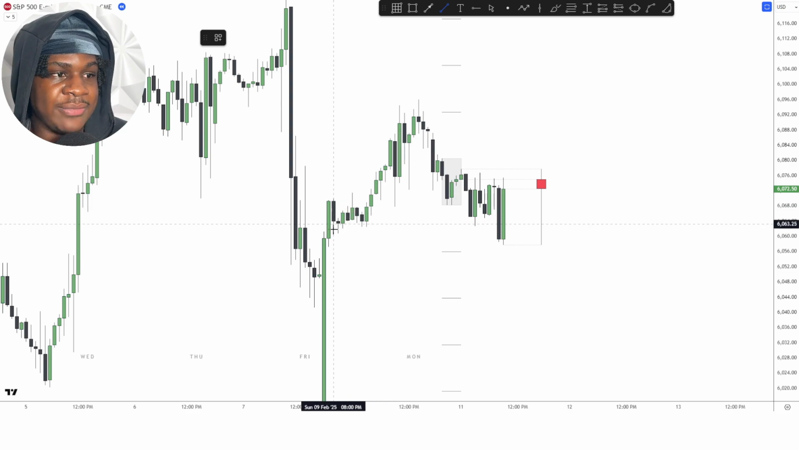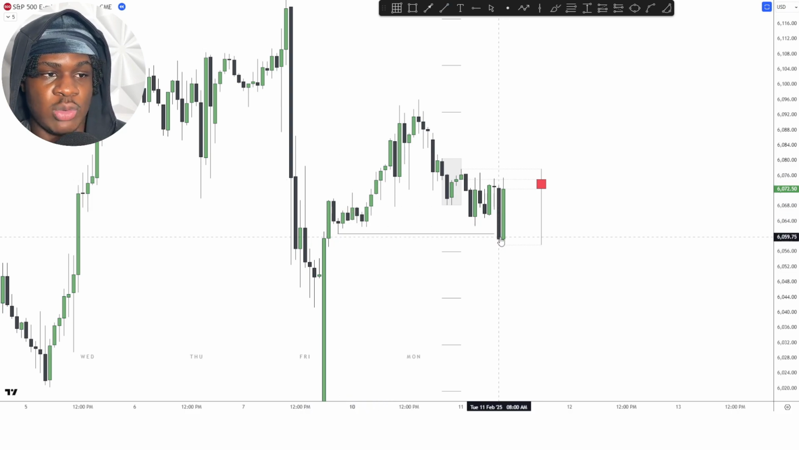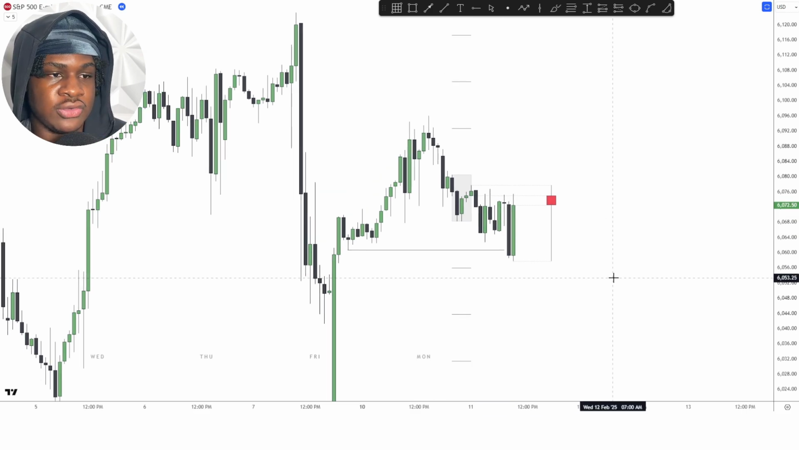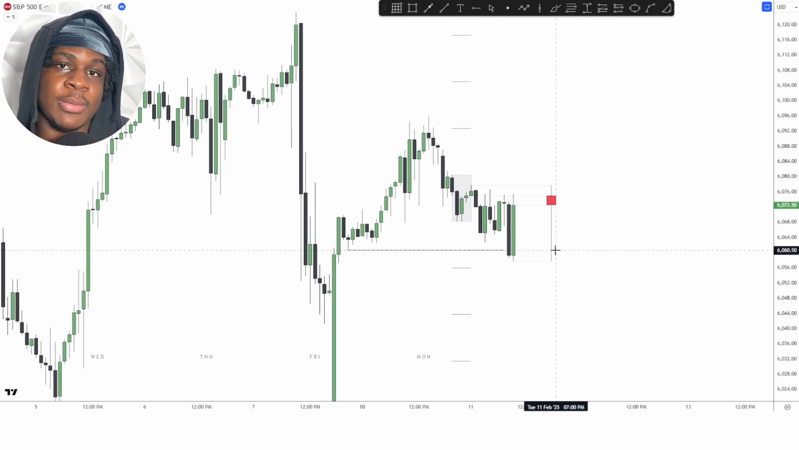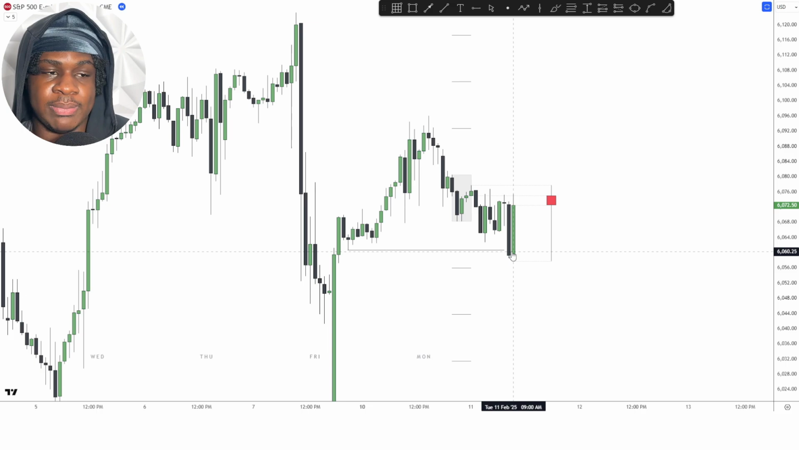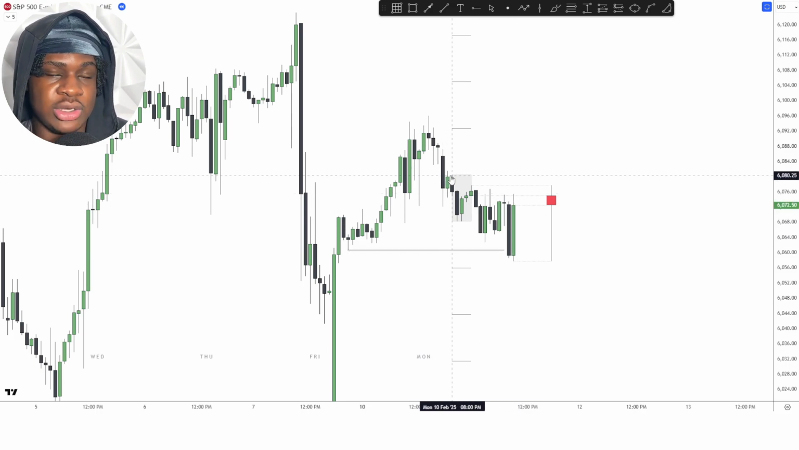I'm on the 1 hour time frame here, and some key things I can take note of is obviously we do have this liquidity pool. Price came lower, swept this level of liquidity, and then around 9 a.m. we saw this push to the upside. So obviously we can see that price has some momentum to it. We took out this liquidity pool, and then we saw this push higher.